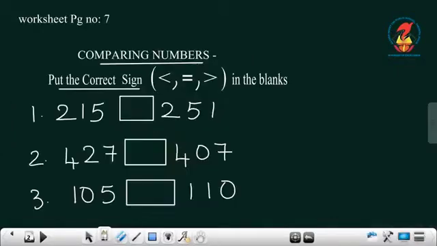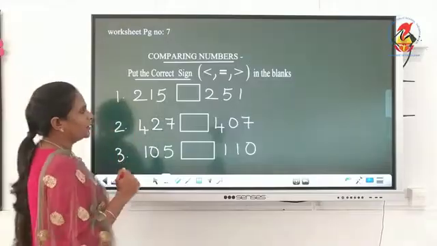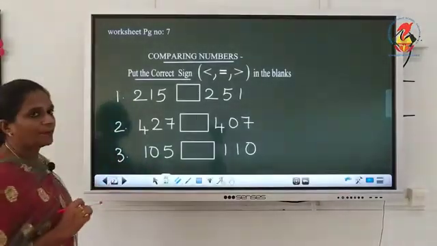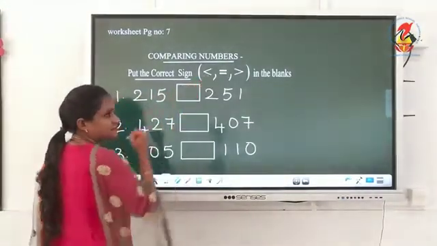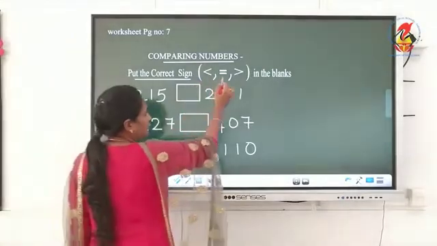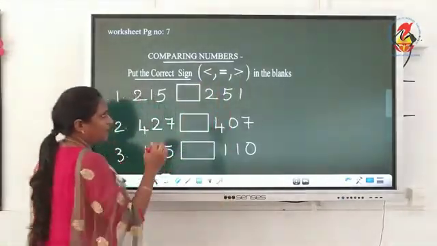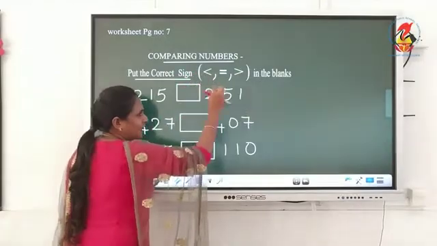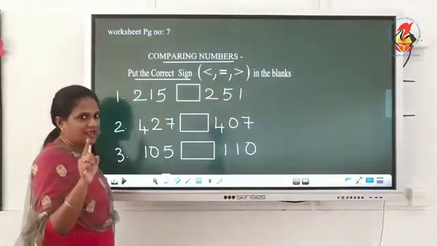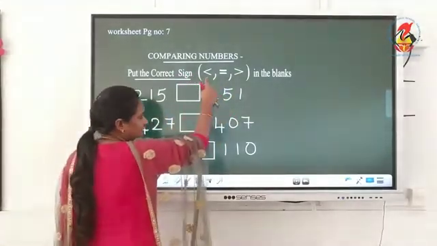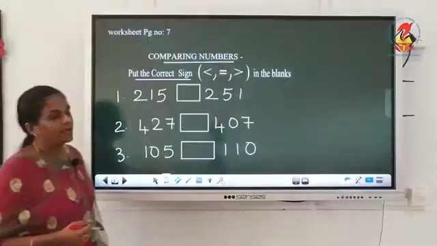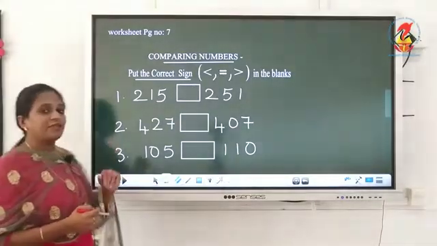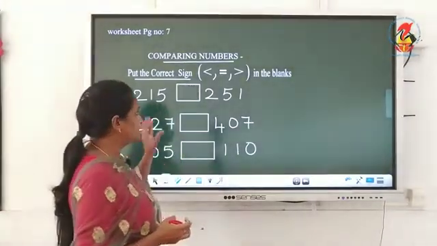So, now we are going to learn comparing numbers. How do you compare a number? Put the correct sign. What sign is this? Less than, equal to sign and greater than. And if it seems to be like L, it's less than. Okay, this is less than. This is equal to, obviously the other one will be greater than. I will give you a technique how to put the correct sign.